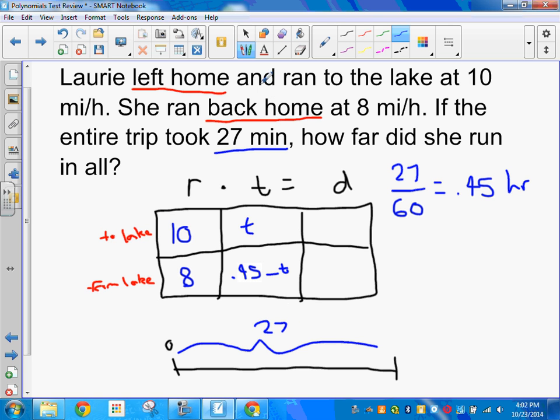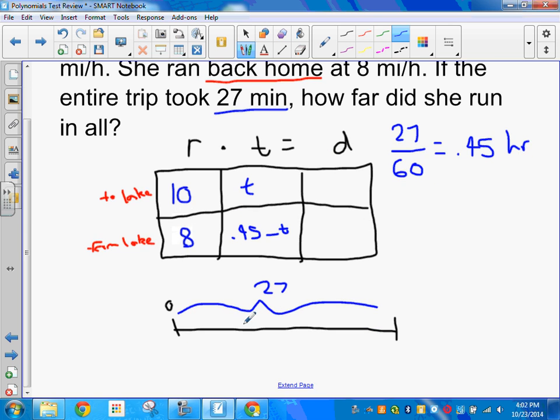Now, that 27 minutes is broken up into two parts. The first part is, well, at a certain point, she made it to the lake, right? And a lot of you might be tempted to say, well, that's just half the time. And that's true normally, but notice here, she's running at different speeds to the lake and from the lake, which means it's not going to take the same amount of time to get there and to get back. So if I look here, it's not quite half the time, and that's what t is.